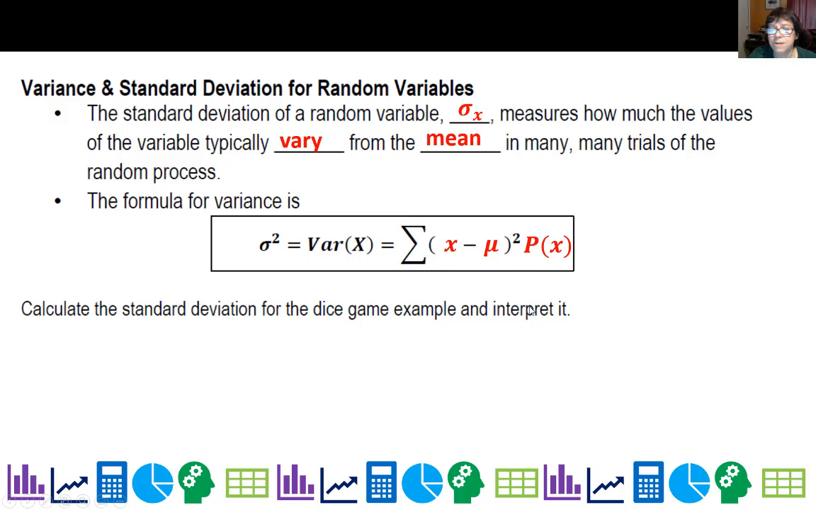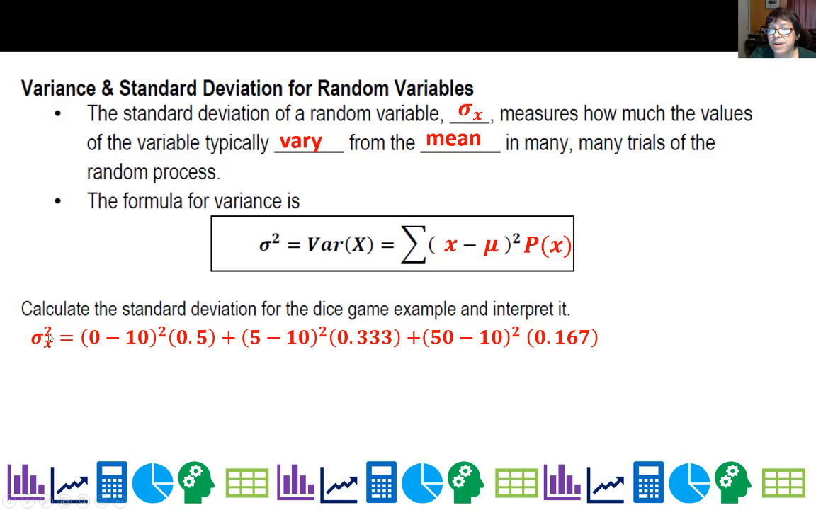This formula is written for variance. So sigma squared, the variance. My first value was 0. My average was 10. I'm going to square the difference, and the probability of getting 0 was 0.5. My second value was 5. Subtract the mean, square it, and the probability of getting a 5 was about a third, about 0.333. Then my last value was 50. Subtract the mean, square it, and multiply it by 0.167. And I get an ugly number, roughly 325. Well, I can take the square root of that to get the standard deviation, and it's about 18.03.